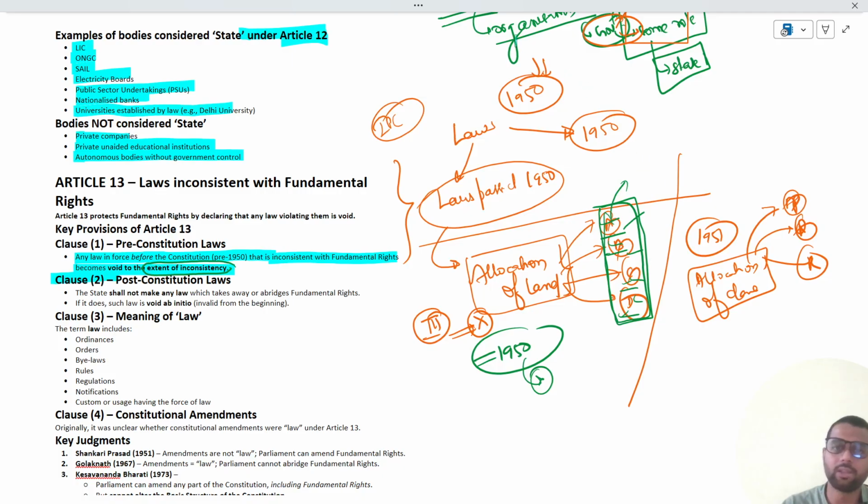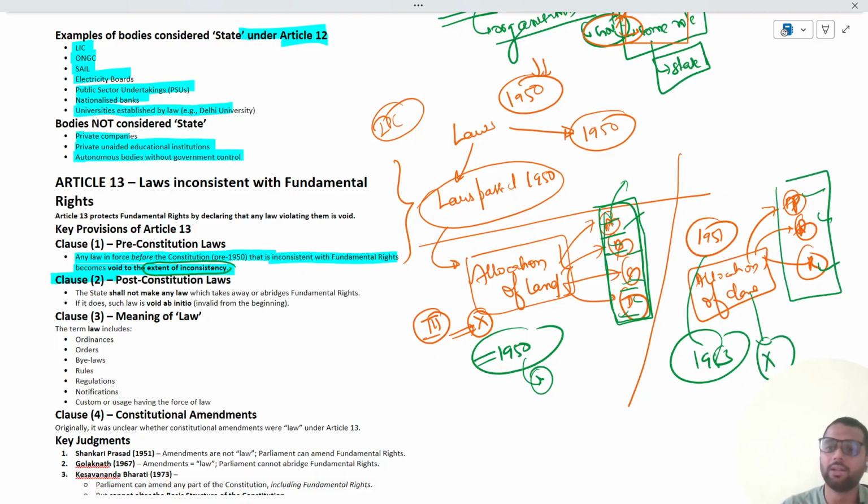So if in 1951 this law is passed and this law allotted the land to PQR, and in 1953 this law was declared null and void, then all the allocation made under this law will be revoked. Why? Because the law has been declared null and void from the very beginning it was enforced. Not from today onward, but from the very beginning it was enforced. So this is what is called void ab initio. That means invalid from the very beginning. The law is invalid from the very beginning, so whatever action you have taken under the purview of this law shall be declared null and void.